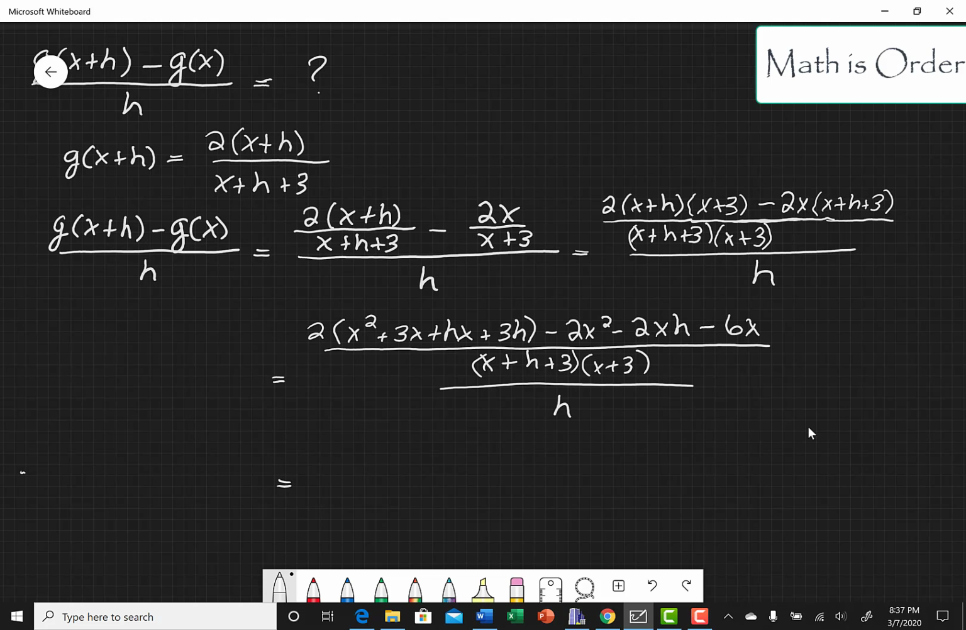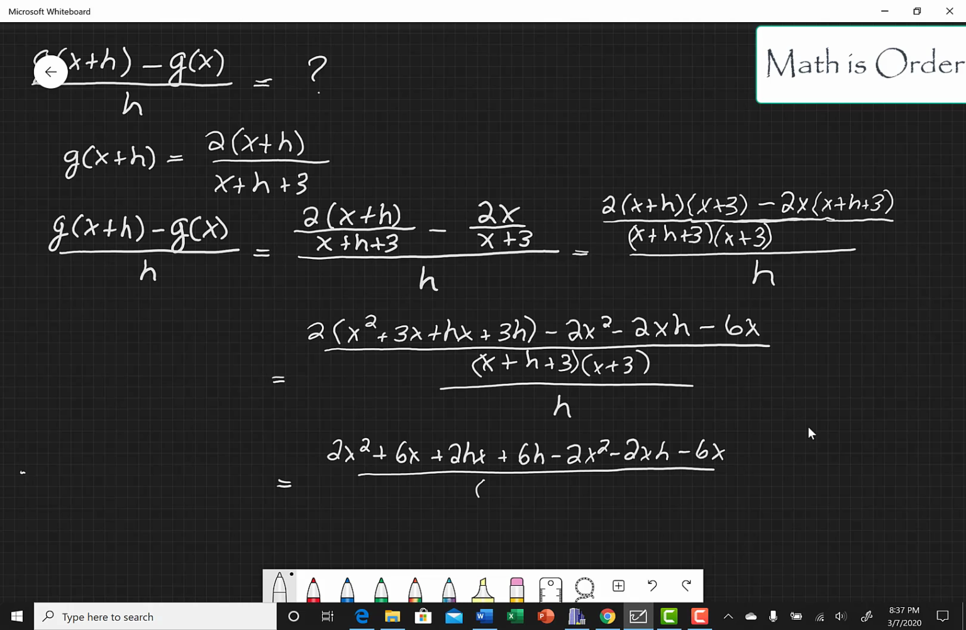So we're going to have, in the numerator here, 2x squared plus 6x plus 2hx plus 6h minus 2x squared minus 2xh minus 6x, all over x plus h plus 3, x plus 3, all over h.